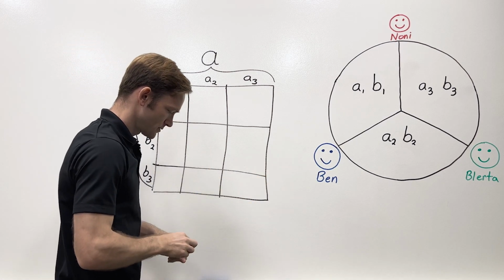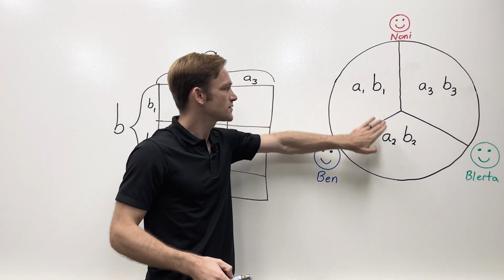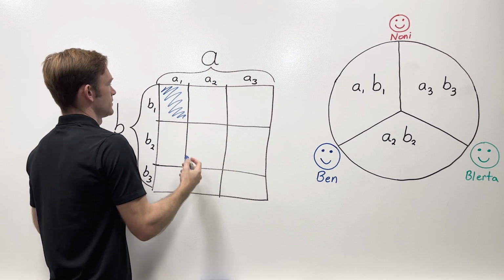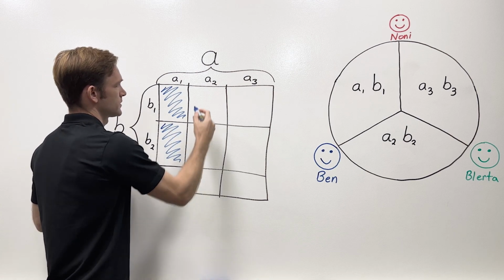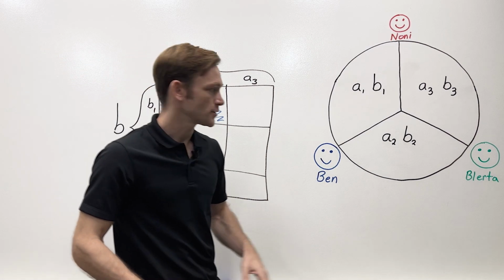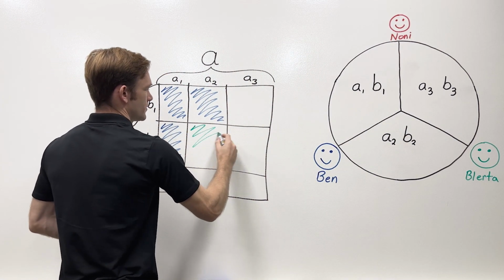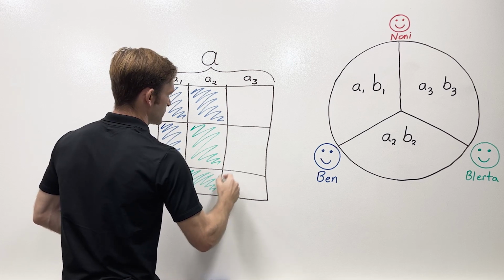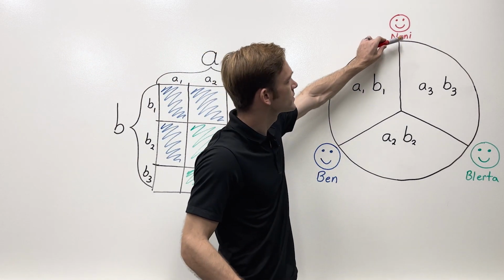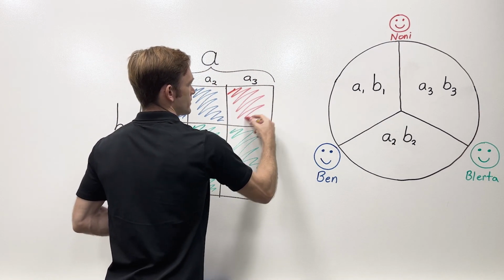So from where I was sitting, I could see these 4 numbers. And I used these 4 numbers to calculate the area of this rectangle, and this rectangle. From where Blurta was sitting, she could see these 4 numbers, and she used them to compute the area of this rectangle, and this rectangle. And from where Nani was sitting, she could see these 4 numbers, which she used to compute the area of the remaining 3 rectangles.